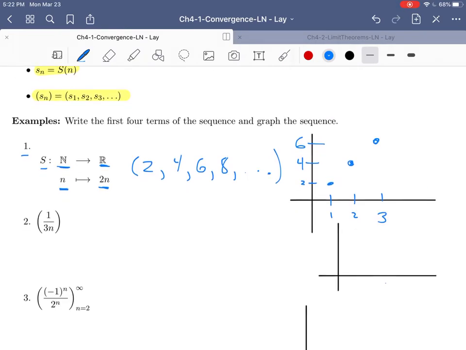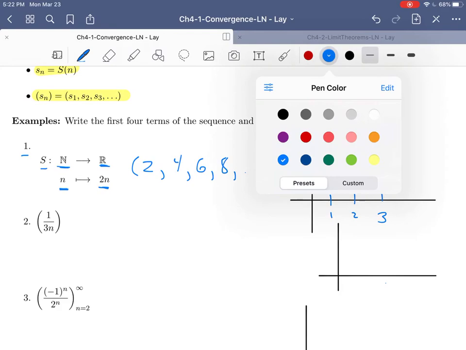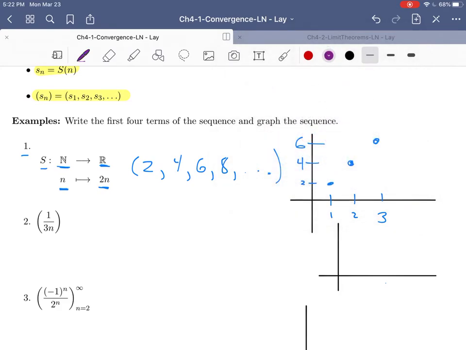For this next example, we have 1 over 3n, and so this sequence, when n is equal to 1, we have 1 over 3 times 1, which is 1/3. When n is equal to 2, we'd have 1 over 3 times 2, which is 1/6. When n is equal to 3, we'd have 1 over 3 times 3, which is 1/9. And then 1 over 3 times 4, which is 1/12.